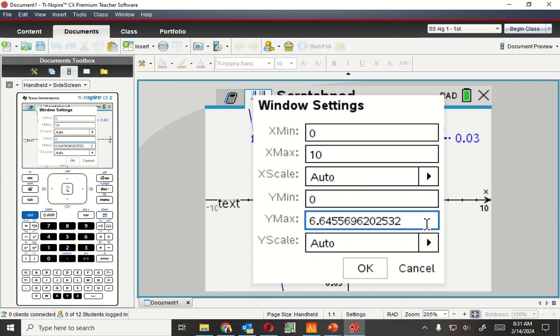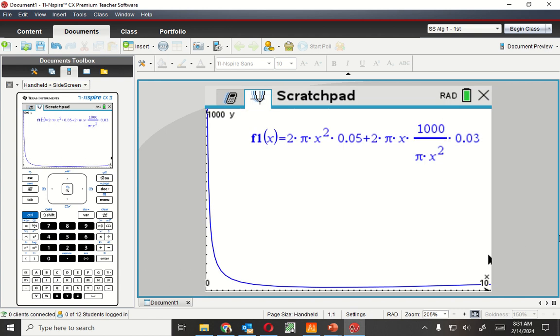And maximum should be, I don't know, what do we say? The volume comes out to be 1,000. I'm pretty sure that's going to be way too big, but I should be able to see my answer. So yes, it is way too big here. So it goes up way too much here.